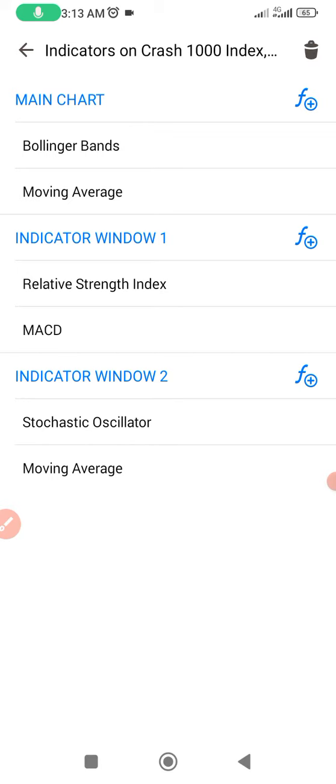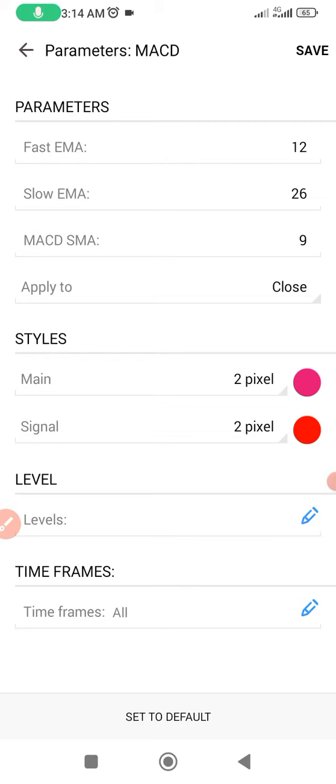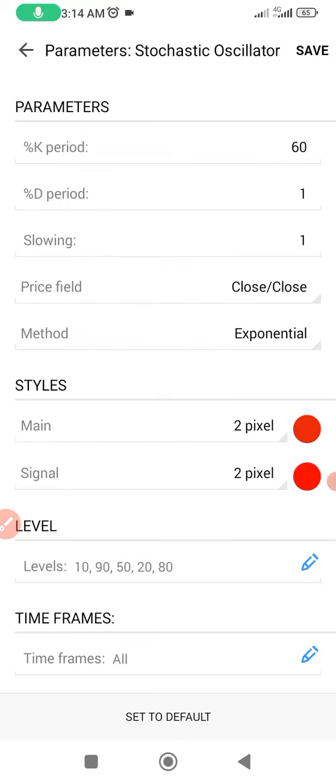Then in our indicator window 1, we have the MACD. You can see this is our MACD. It is the default setting of the MACD. Fast EMA 12, slow EMA 26, MACD SMA 9. You apply to close and move to the next indicator. Our stochastic: K period is 60, D period is 1, slowing 1. Apply to close. The method is exponential. See 2 pixel, 2 pixel.